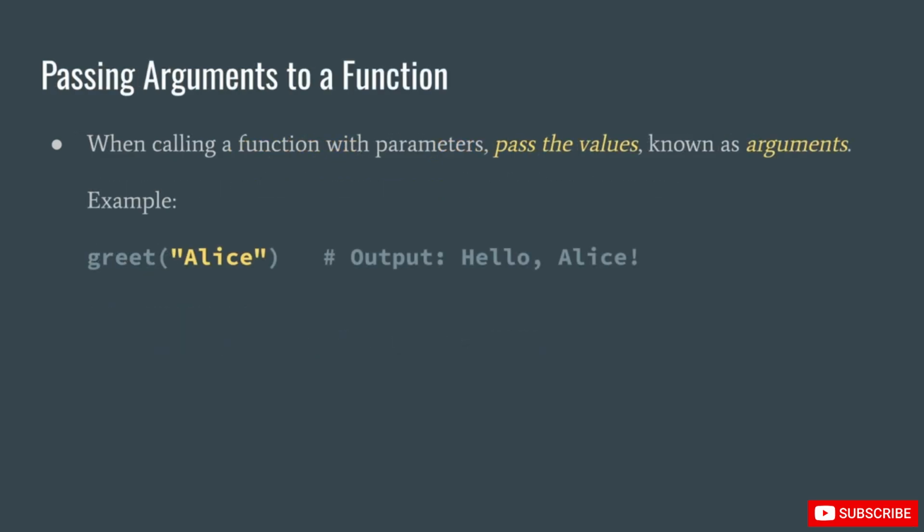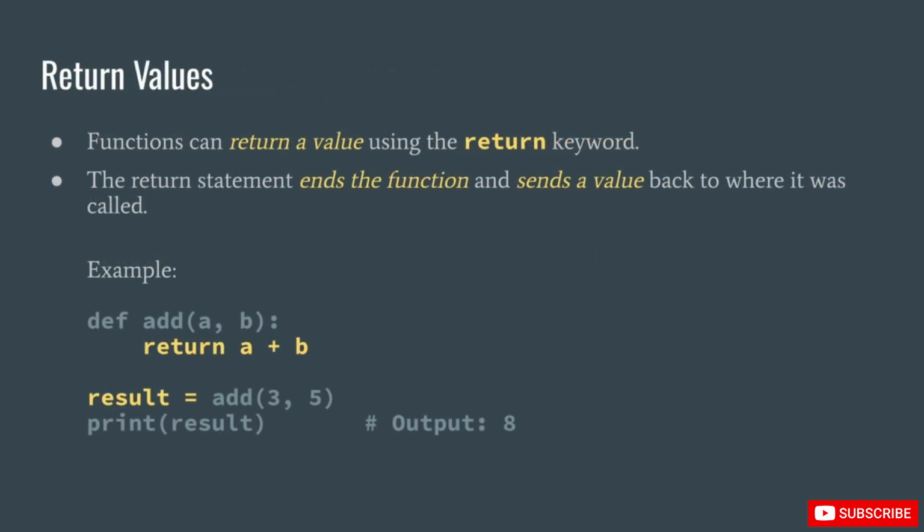When you call a function that has parameters, you need to pass values to those parameters. These values are called arguments. By providing different arguments, you can customize how the function behaves each time it's called. Functions can also return a value using the return keyword. When Python encounters a return statement, it ends the function and sends the result back to where the function was called. This allows you to store the returned value in a variable or use it for further calculations.